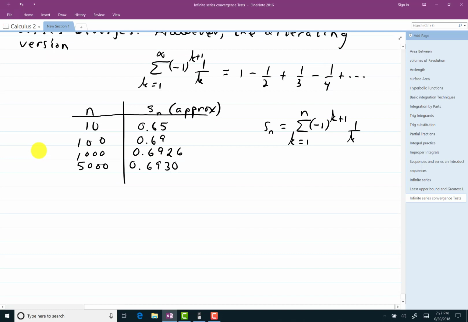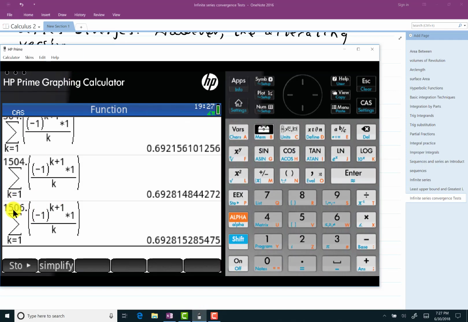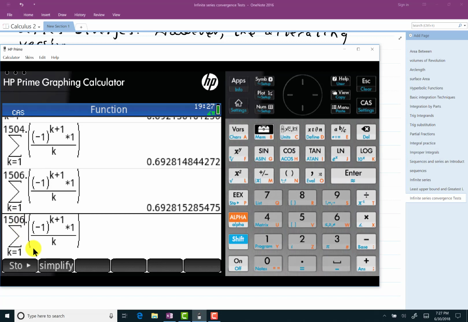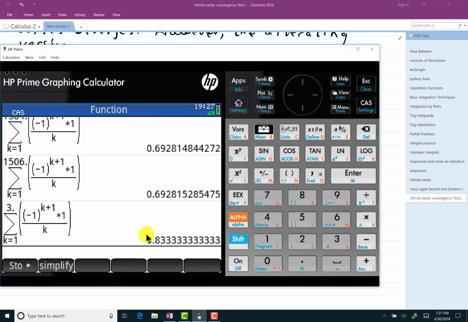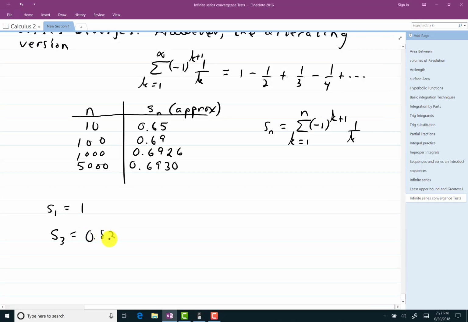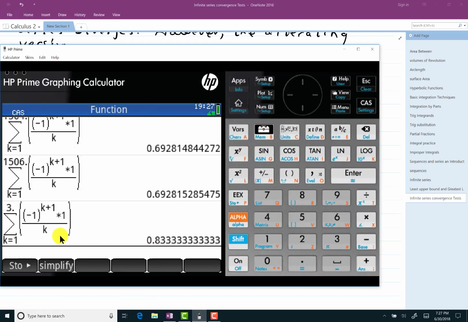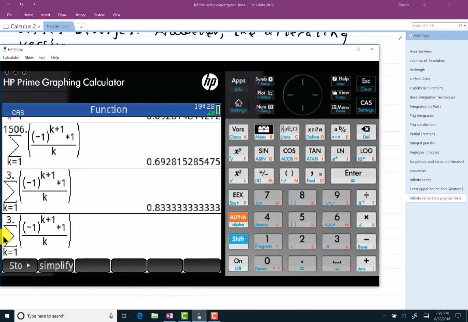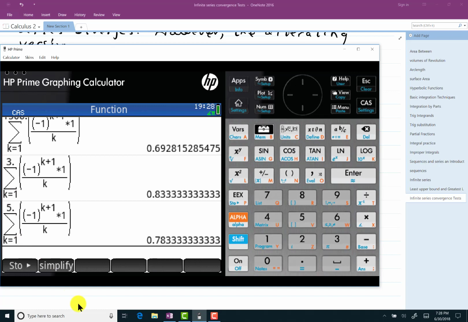Let's take a look at some values. S1 is no problem, that's 1. I just want decimals, so I'm going to use my calculator. I've already been playing around with it, but I'm going to choose small values to show you what's going on. I have it set to give me the decimal version. For S3, I get 0.83 with a bar over it. And then S5, let's see what I get for that. 0.783 with a bar over it.